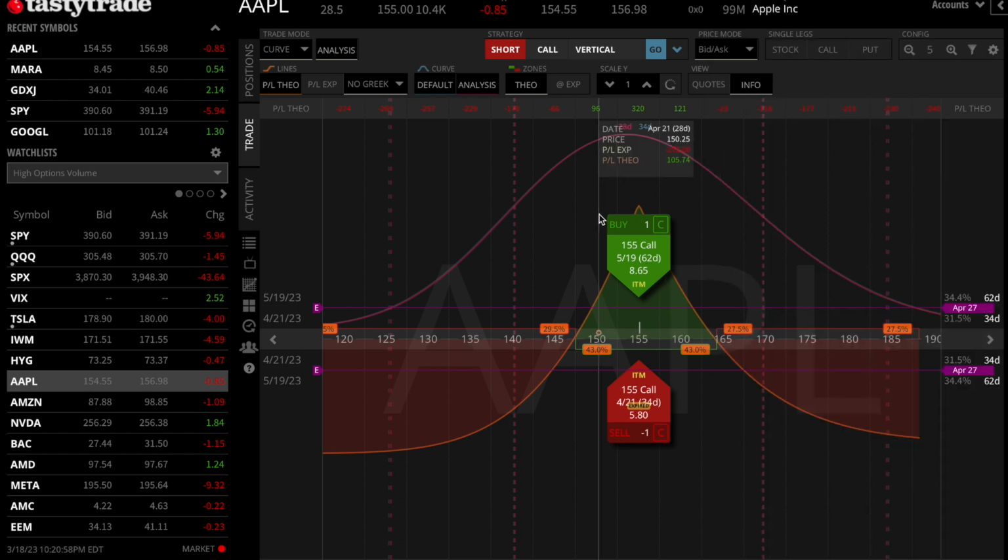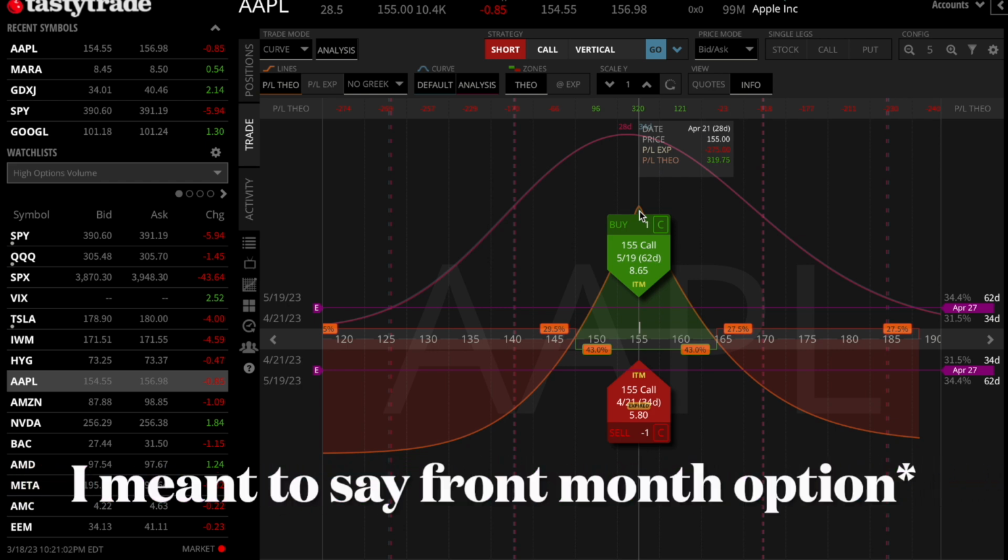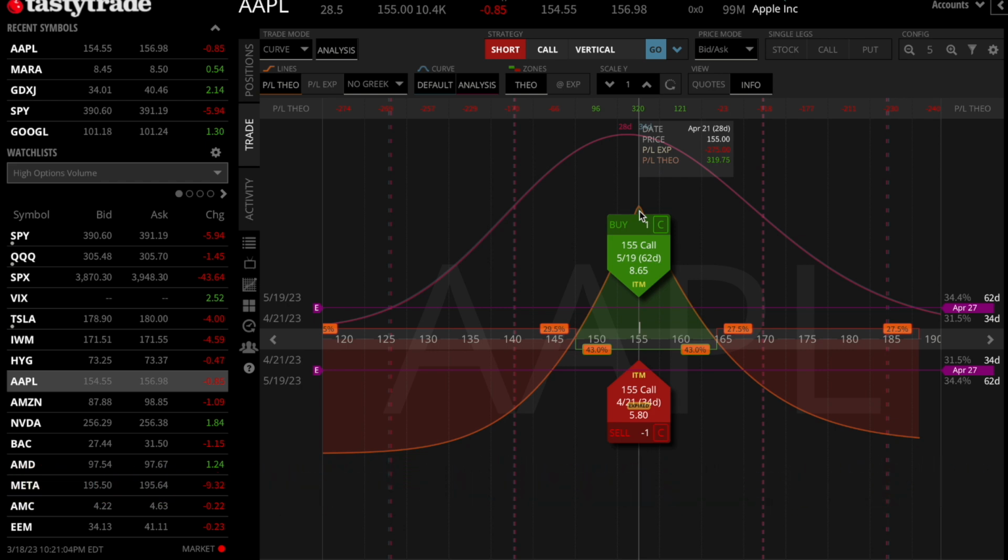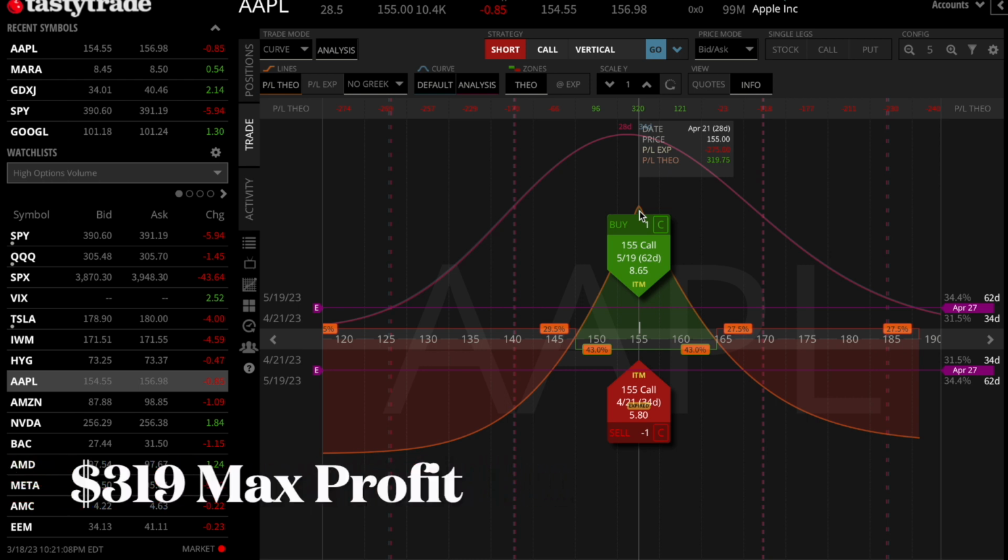So what I have here is at the expiration of the back month option. This is the P&L graph. So you can see this is a different theoretical P&L compared to Robinhood, it says $319 as what the max profit would be.